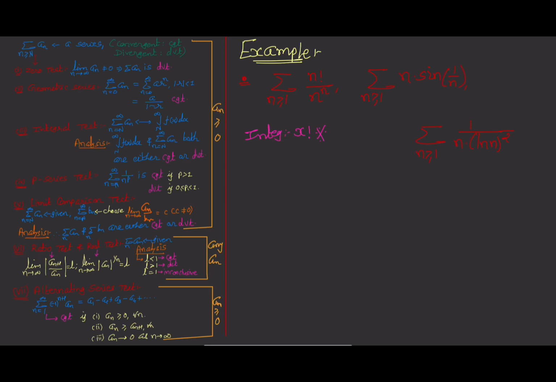Even more, in this example, I know that sine 1 upon x is very difficult to integrate, and so I don't think about the integral test. Clear? So in the first two examples, I don't think about the integral tests. Obviously, all these three examples are also not geometric series.